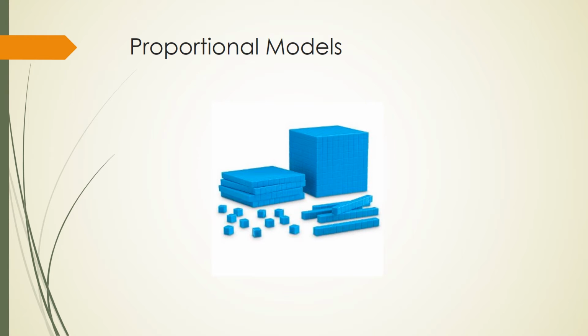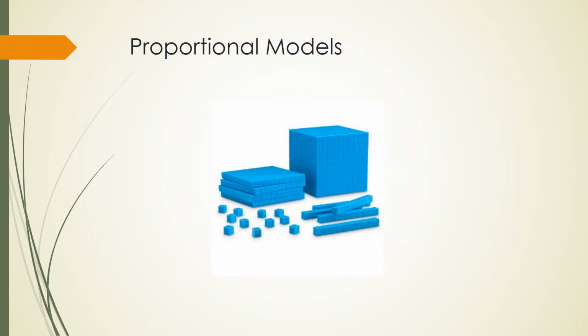When teaching place value, we use models. Proportional models are important for the very early learning years because we want students to be able to see the actual size of things and how it compares. Like when you stack 10 ones cubes, it's the same exact size as a tens rod. And when you lay 10 tens rods together, it becomes a hundreds flat. And when you stack 10 hundreds flats together, it becomes a thousands cube.